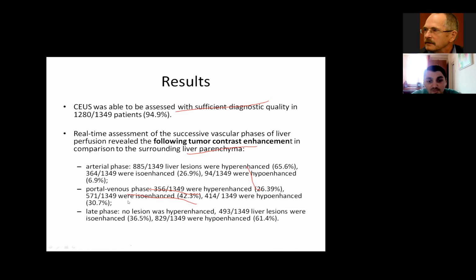If we talk about the portal phase, the majority of the lesions, 26% of them, were iso-enhanced, meaning that they have the same intensity of contrast as the liver parenchyma, and 30% of them were hypo-enhanced. In the late phase, 36% of them were iso-enhanced and 61% were hypo-enhanced.